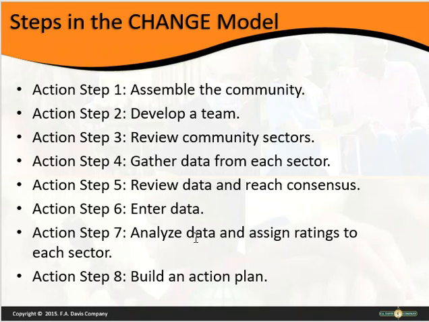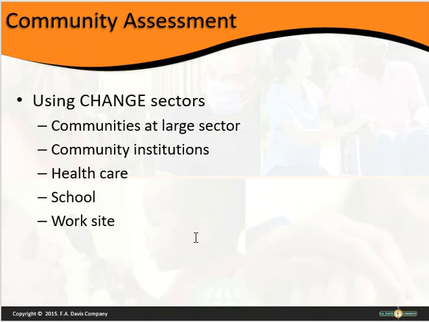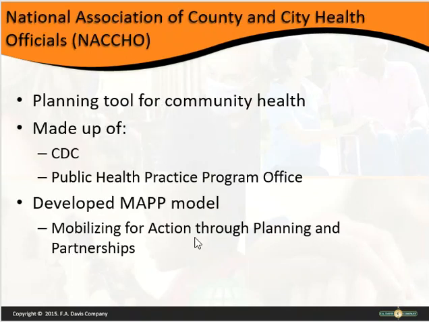What is most needed in this community, or what is something that could be strengthened upon? So again, these involve communities, community institutions, healthcare, school, and work sites. The planning tools for community health made up by the CDC, which has a public health practice program office. There's the MAP model that stands for Mobilizing for Action Through Planning and Partnerships.